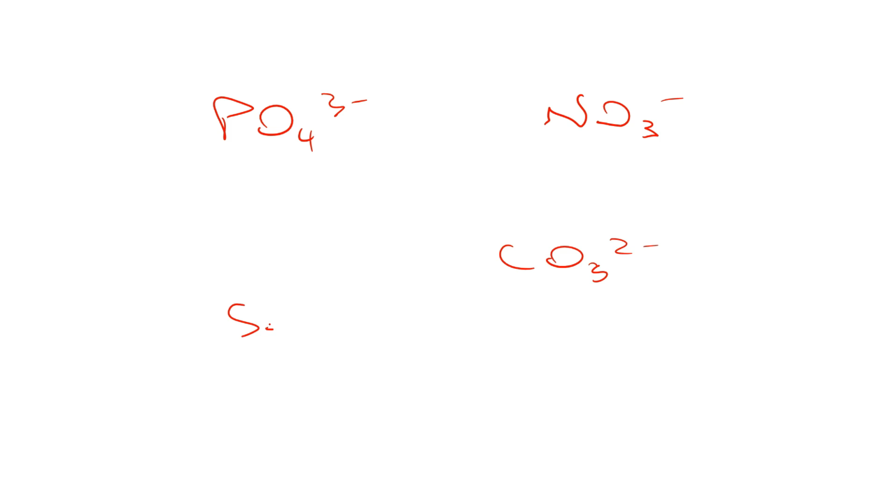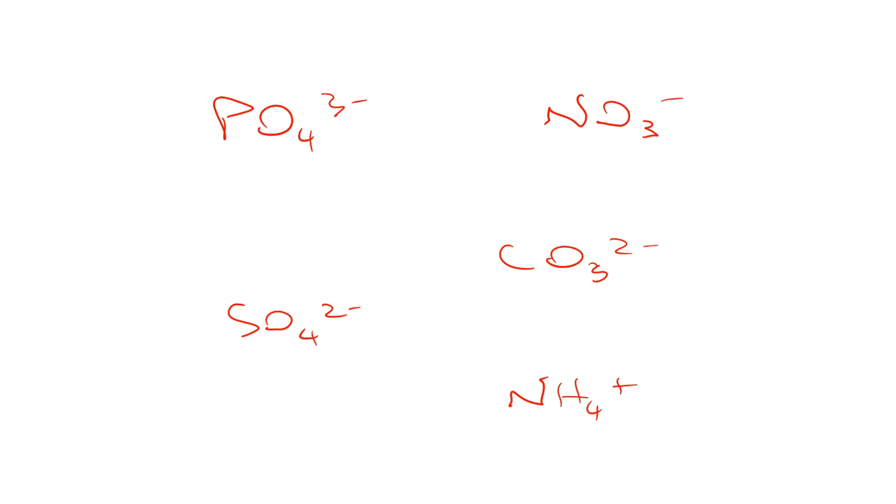Now, the other half of the definition was, well, actually, it might not be an atom with a charge, it might be a group of atoms with a charge. And here are some groups of atoms with a charge. This is the phosphate ion. We have the nitrate ion, the carbonate ion, the sulfate ion, the ammonium ion. Now, these are still ions.